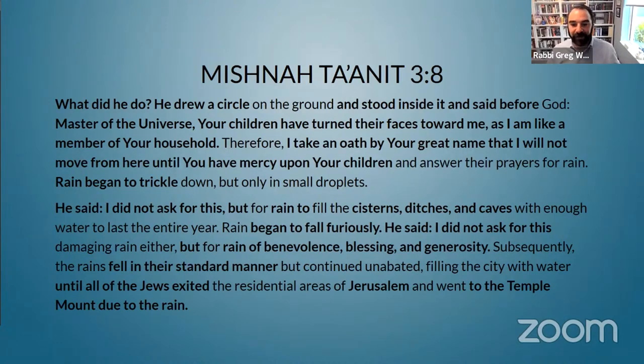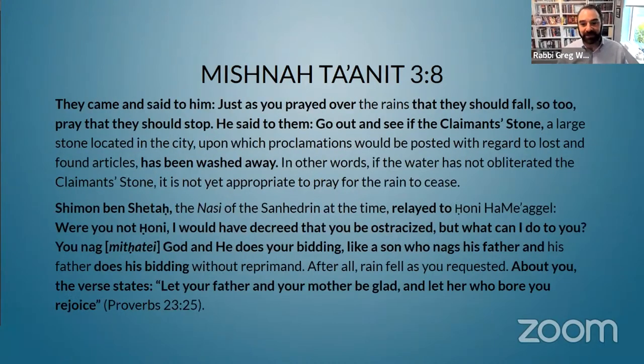Subsequently, the rains fell in their standard manner, but continued unabated, filling the city with water until all of the Jews exited the residential areas of Jerusalem and went to the Temple Mount due to the rain. They came and said to him, just as you prayed over the rains that they should fall, so too pray that they should stop. He said to them, go out and see if the claimant's stone, a large stone located in the city upon which proclamations would be posted with regard to lost and found articles, had been washed away.